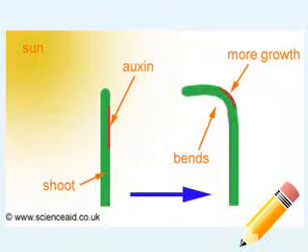This diagram shows where the auxin is more pronounced on the darker side of the plant, causing the plant to grow more towards the light. Sketch this diagram and make notes.